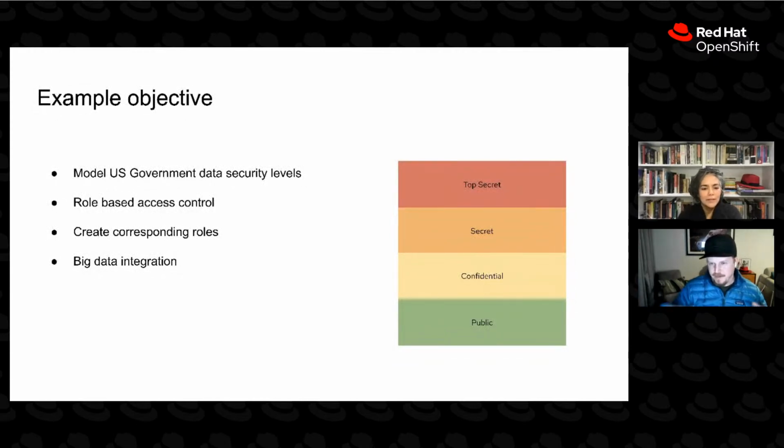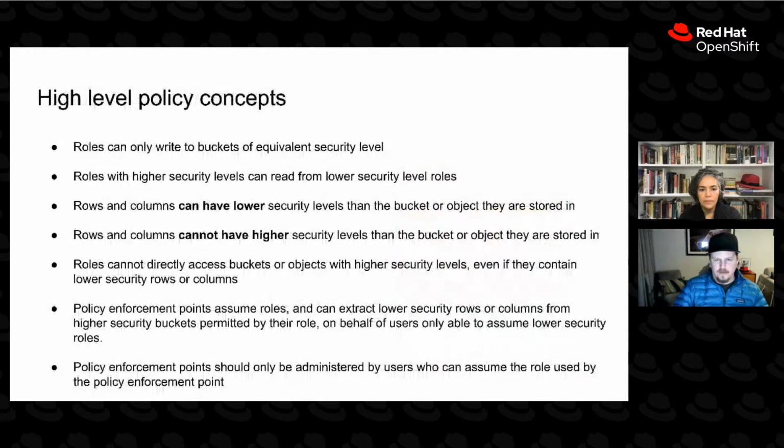So let's say we're going to do a classification level like the government uses, right? Where it's a tiered access control type thing with public, confidential, secret, top secret. And then you create corresponding roles for principals that are able to access public, confidential, secret, or top secret. And there's a whole bunch of rules to make it work. So you have roles that can only write to buckets of equivalent security level, so if you have a top secret bucket, only people with top secret get to write to a top secret bucket.